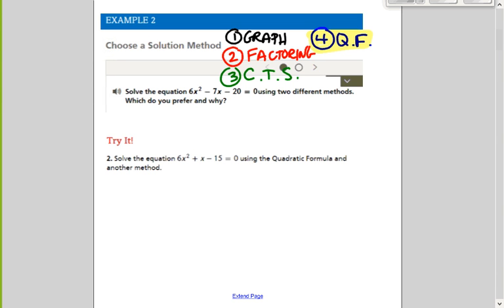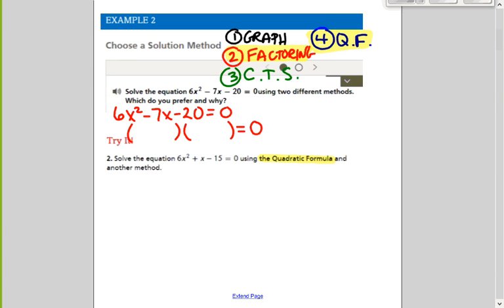They ask us to use, in the triad down here, the quadratic formula and another method. And for both of these today, we're going to go ahead and use factoring as our other method. So I'm going to get started here on the left side in red, and we're going to try to factor 6x squared minus 7x minus 20. So we're going to try to pull it apart into its two factors, and then we'll use the zero product property to solve for x.